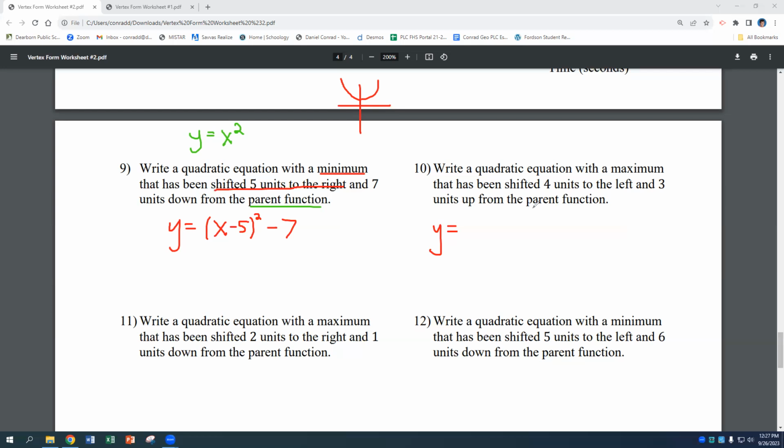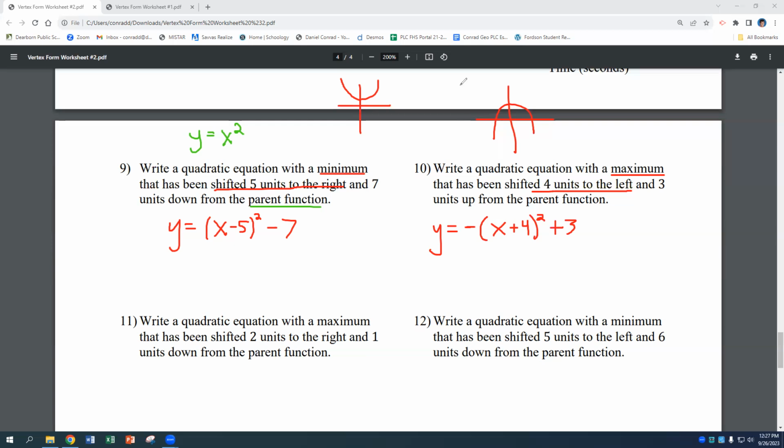Okay, the next one, the parent function again is x squared. We have a maximum this time. So if we have a maximum, that means it's opening down, which means it should be negative. All right, it's shifted 4 to the left. So that should be x minus negative 4. X minus negative 4 becomes x plus 4. And then it's 3 units up, so we're going to add 3. Okay, 4 to the left, 3 up. You got to change the sign for the x, for the horizontal.